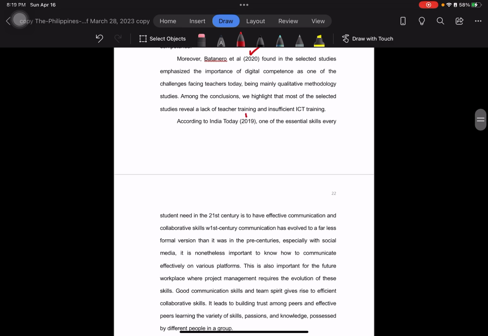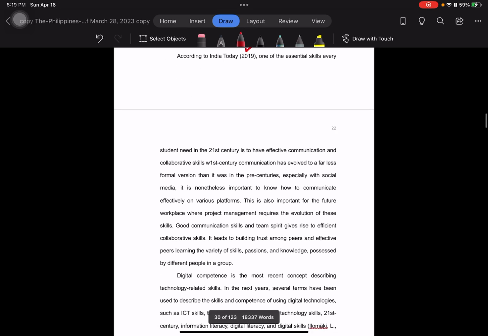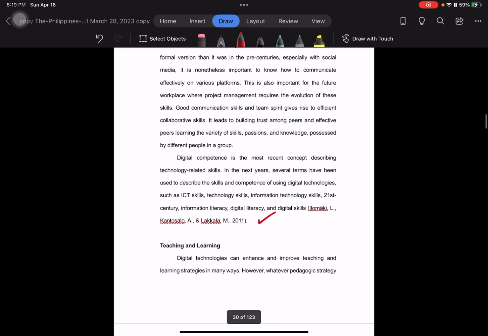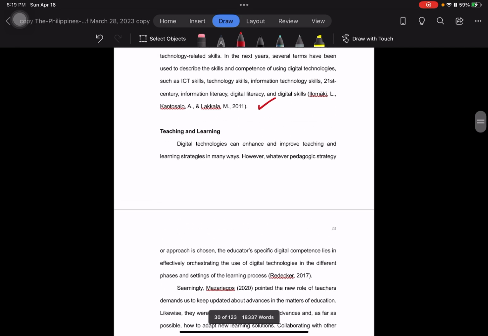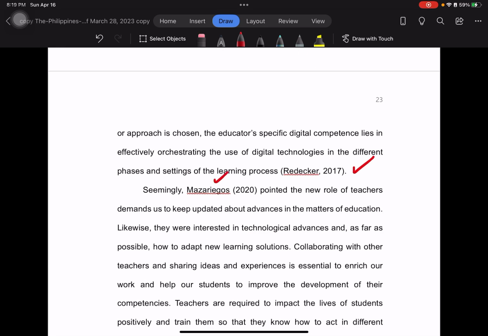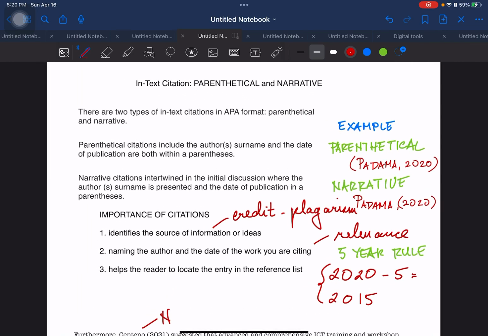And then here we have another one. According to India Today, so this is either a journal or a newspaper, and then the year it was published, and then again from the initial or intertwined discussion. Nandito naman yung sa latter part, yung susunod, Ilomaki, El Cantosalo, and Lakala 2011. And another example that we have is on the latter part again, Redeker 2017, and then another discussion is Masariegos 2020. So basically, you already have an idea based on this actual manuscript that I presented to you with regard to the discussion of in-text citation na parenthetical and narrative citation.